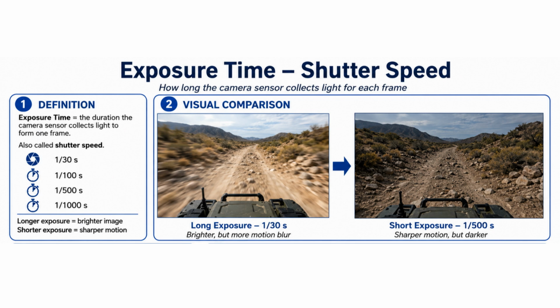Let us now understand exposure time, also known as shutter speed. Exposure time is the duration for which the camera sensor collects light to create a single frame. It is expressed in fractions of a second, such as 1/30th, 1/100th, or 1/500th of a second. In the comparison shown here, the longer exposure of 1/30th second produces a brighter image, but movement and vibration create visible blur. The shorter exposure of 1/500th second captures the rocky terrain much more sharply, but the image becomes darker. So exposure time is always a balance between image brightness and motion clarity.